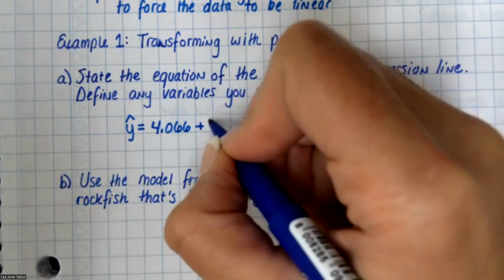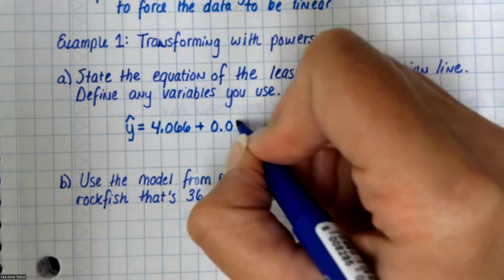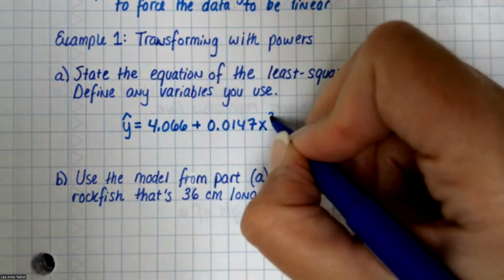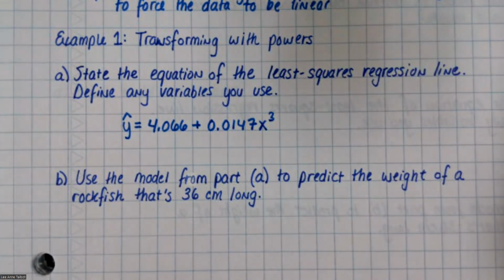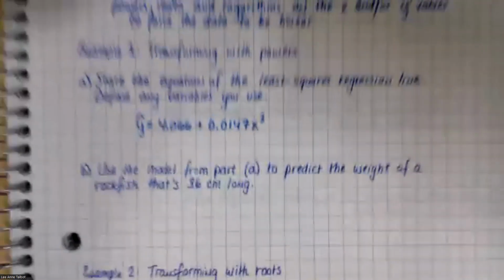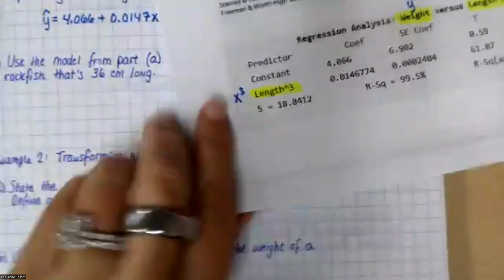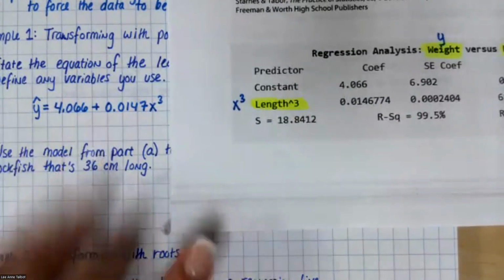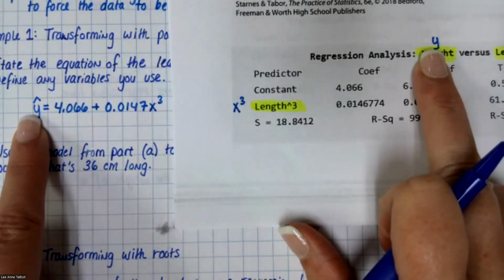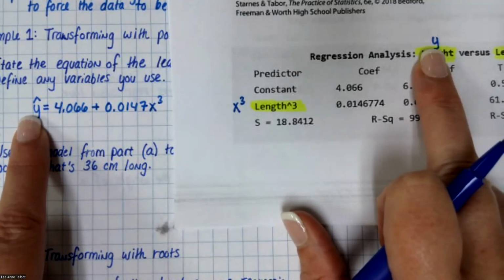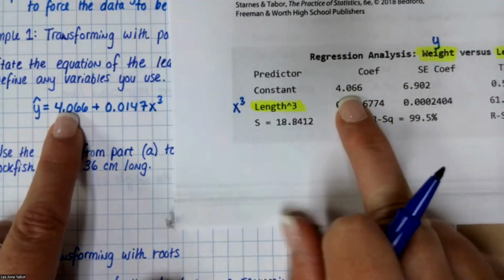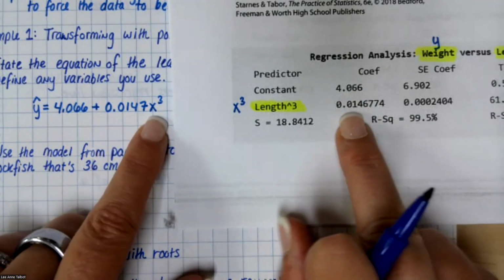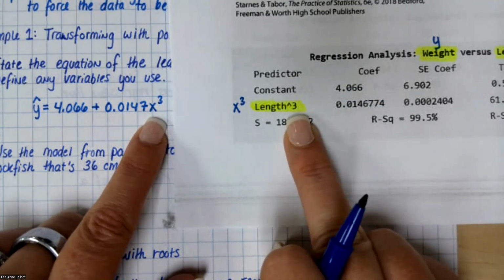B is the slope. I'm just going to round it to 0.0147. But x is cubed. Let me put these two things right next to each other. So y is regular. Are you guys with me? Okay. The constant is 4.066. The slope is 0.0147. And then instead of just x, it's x cubed.